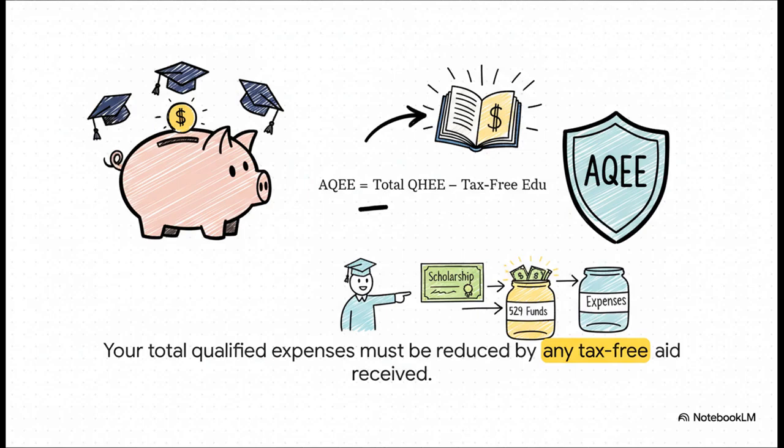You take the student's total qualified expenses for the year, and then you have to subtract dollar for dollar every bit of tax-free educational aid they received. This subtraction is the displacement. Every tax-free dollar from a scholarship literally knocks out a dollar of 529 money that you can withdraw tax-free.